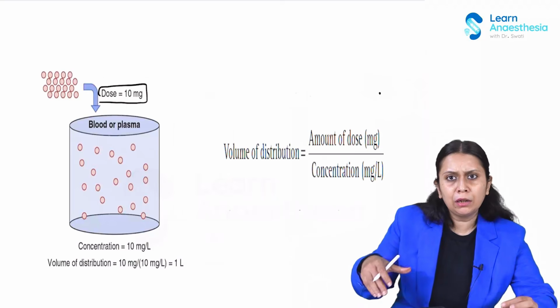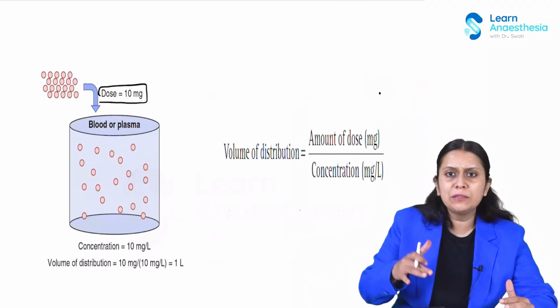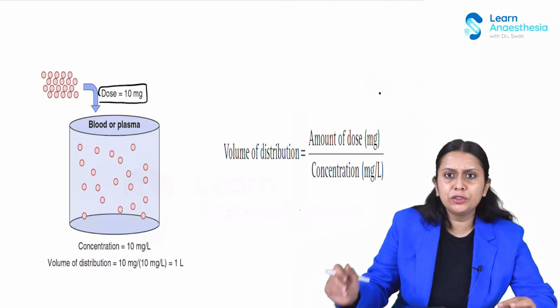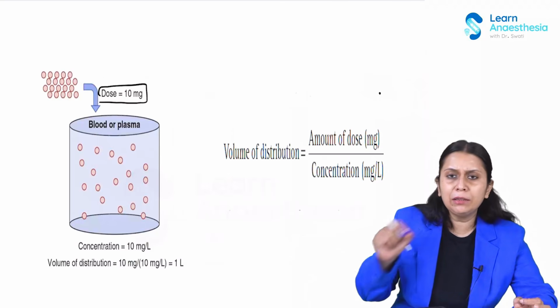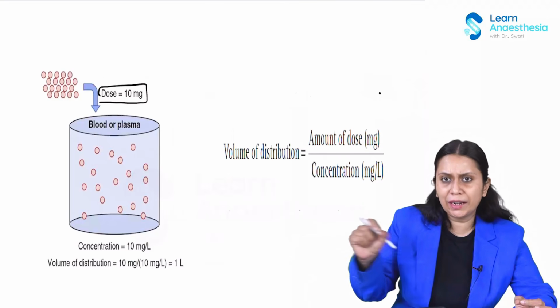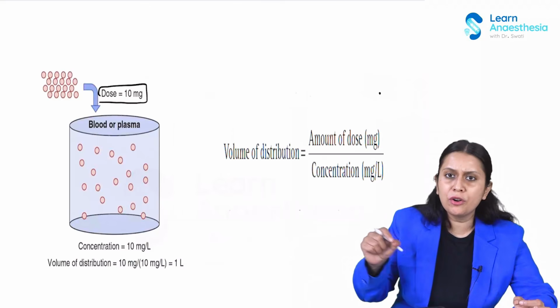It would be whatever volume is present in the plasma; the drug would get distributed in that volume. So how would we calculate the volume of distribution? We would calculate it by the total dose of drug divided by the concentration of drug.